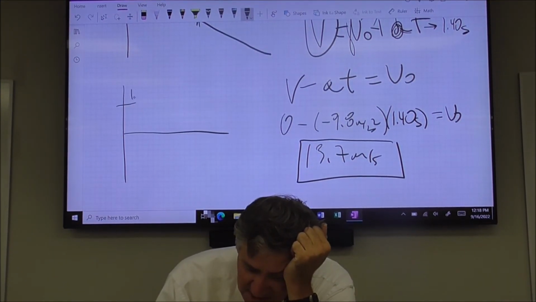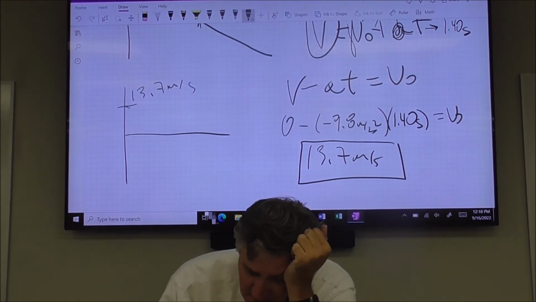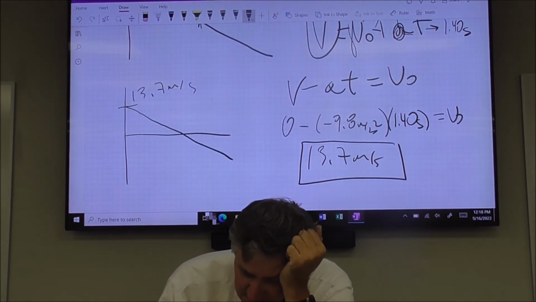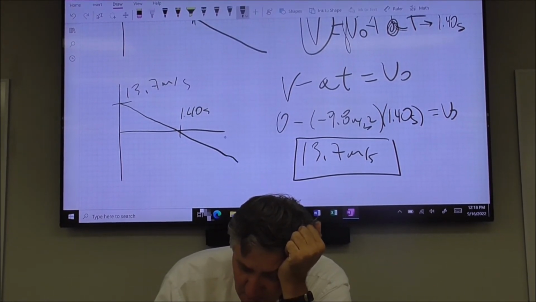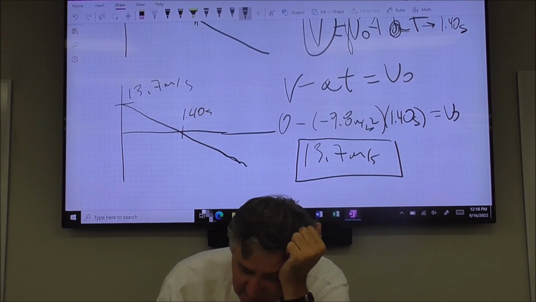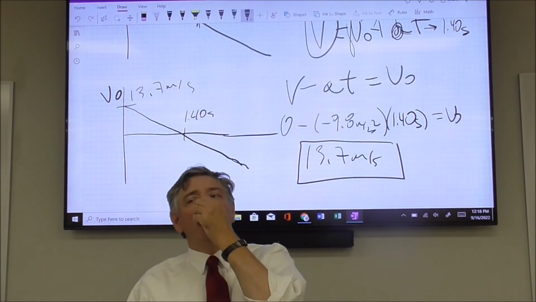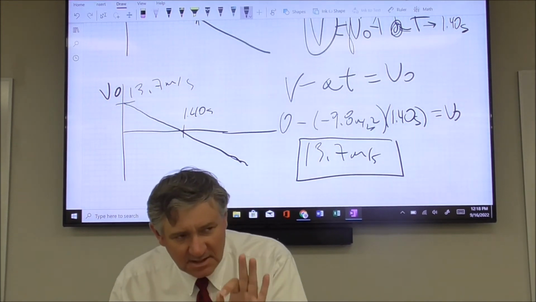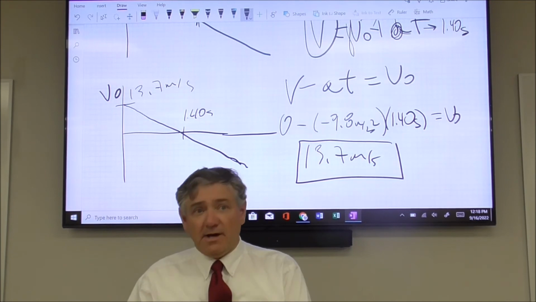So what we're saying is that we started at 13.7 meters per second. We're going to come down like this. That's going to be 1.4 seconds. Now, listen to me very carefully to what I'm about to ask you. So this is your V0. What's the velocity of the ball when it returns back to my hand?